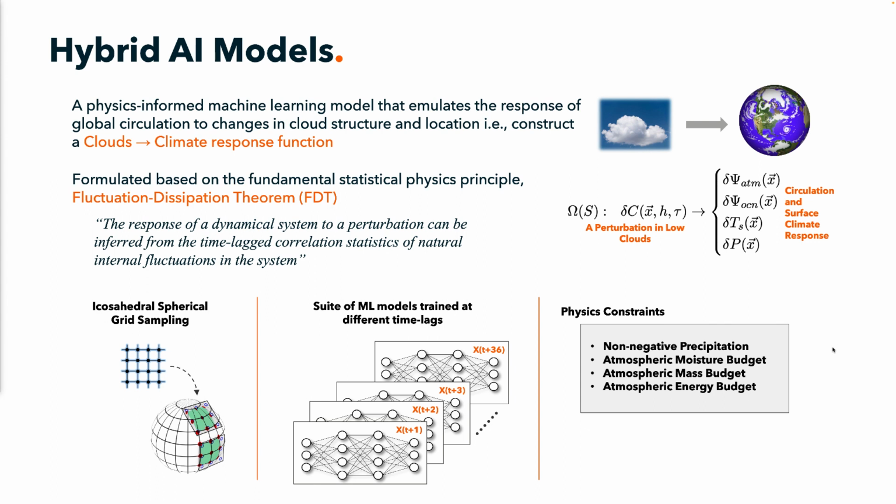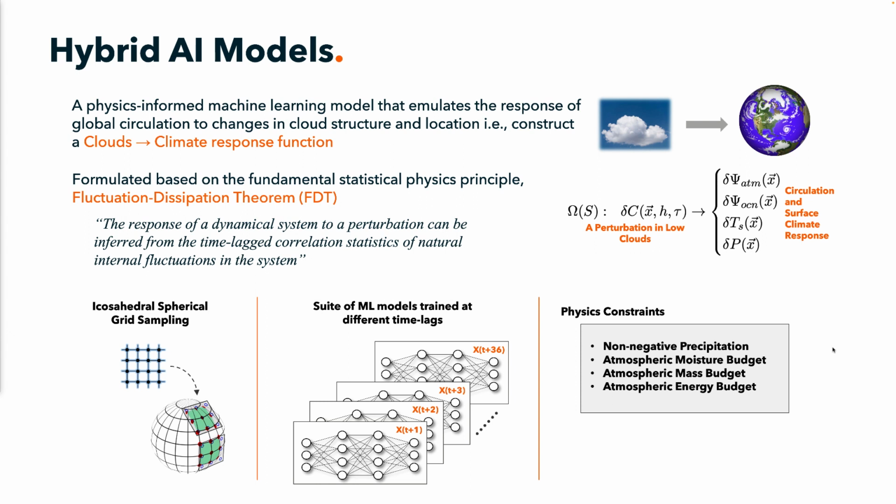We train a suite of hybrid machine learning models, or physics-informed machine learning models, which predict the outputs from the input fields. The inputs are essentially the cloud radiative properties, and the outputs are the climate variables like temperature, precipitation, and surface pressure. We train these models for different lagged durations.